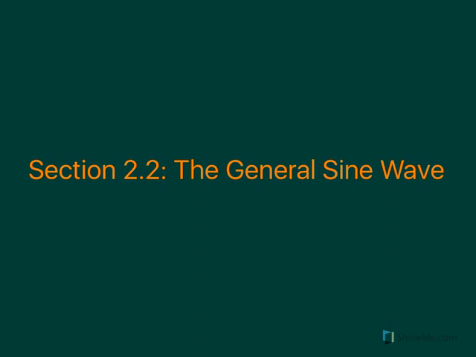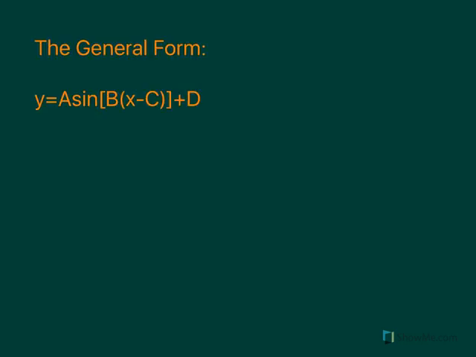And good morning, everybody. Here are the notes for section 2.2, and it's going to cover the basics of the general sine wave. And here is the complete form for a general sine wave. So there's going to be 4 different transformations. The first one is the A value, and this is going to be changing the amplitude.